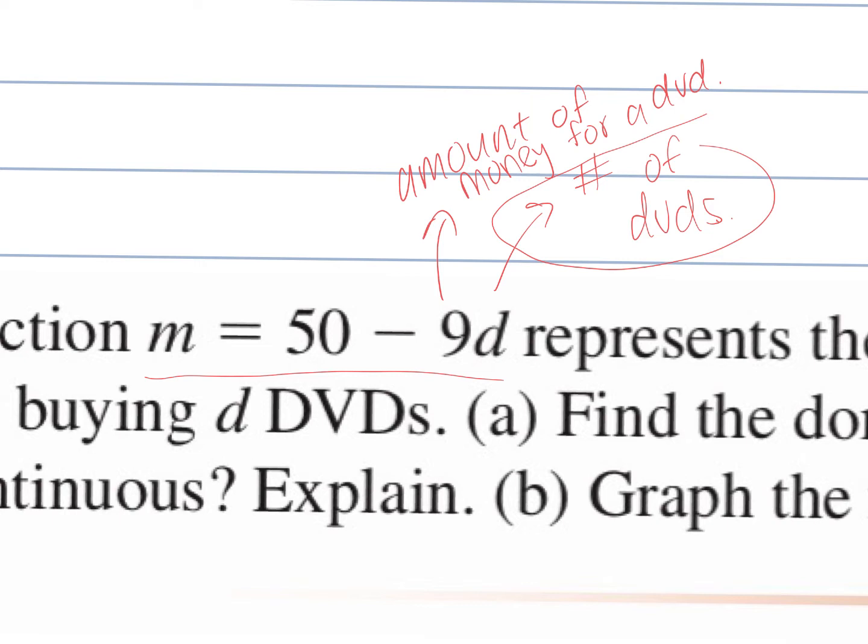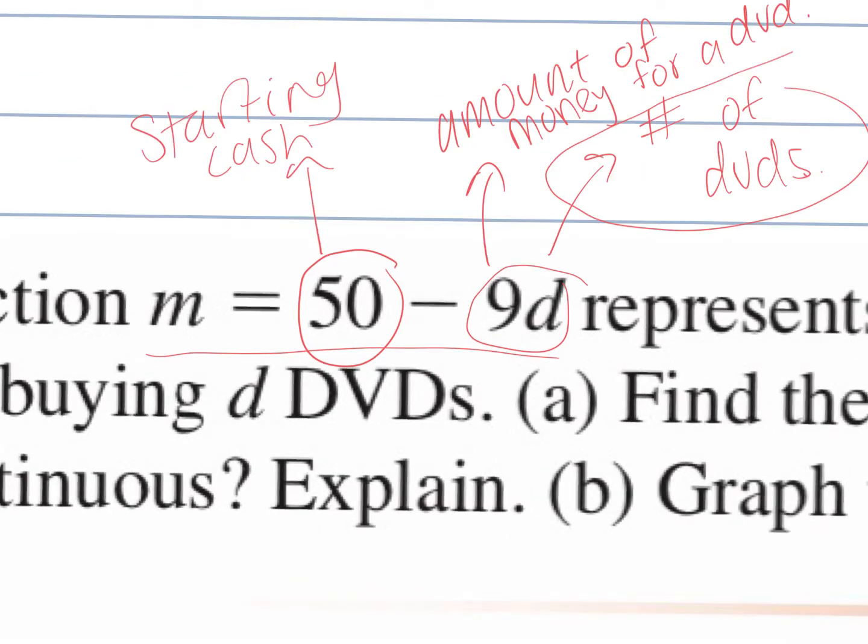$36, okay? So what they're saying here is you start with $50. This is our starting cash. Each time we buy a DVD, we multiply by 9 and subtract that from 50. So if we bought 4 DVDs and subtracted 36, how much money would we have left? M is equal to 50, our starting cash, minus 9 times whatever number of DVDs we're going to buy.